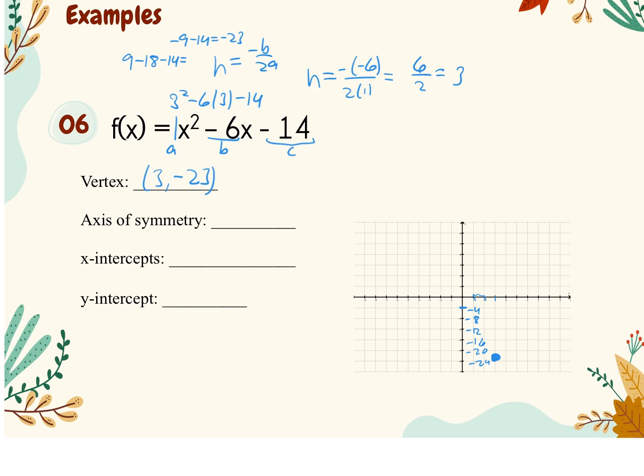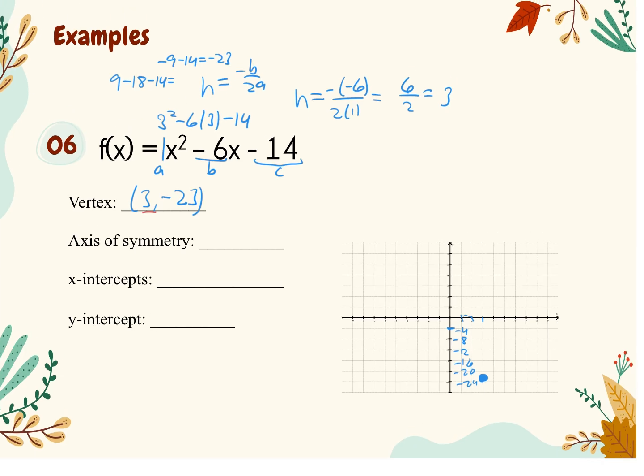Our axis of symmetry, once again, you just use the x coordinate of your vertex. Once you have it, it's going to be x equals 3. And it's going to be this line that cuts our parabola in half.